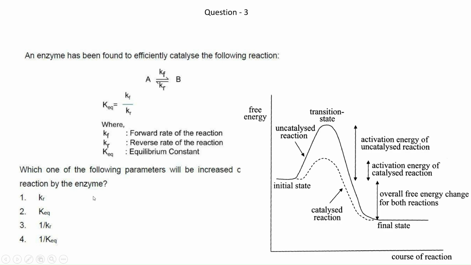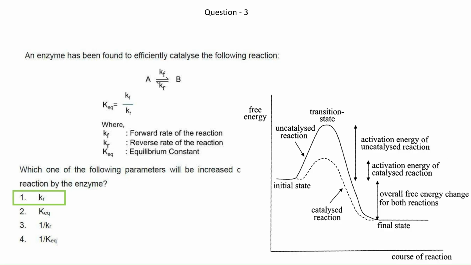So from this information, our correct answer will be first, K reverse, because equilibrium constant is not changing and K reverse is increasing, which means that 1 upon K reverse will be decreasing. So that means that option 3 is wrong. Option 2 is also wrong because equilibrium constant is not changing. And if equilibrium constant is not changing, that means 1 by equilibrium constant will also not change. So the correct answer is option 1.